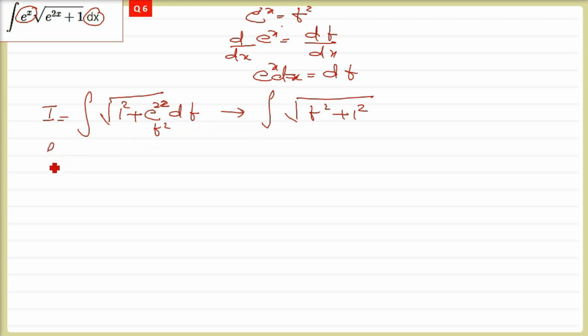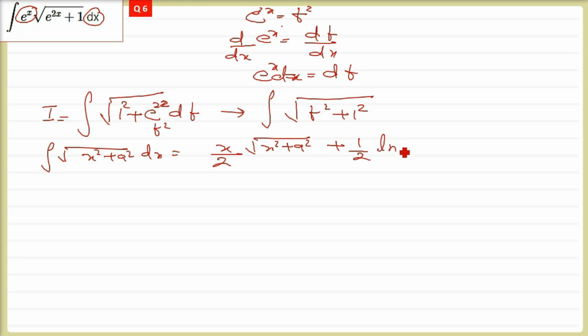Now we know the formula, we are aware of the formula of integration of under root a square plus x square, or x square plus a square. It is x by 2 multiplied by under root a square plus x square plus half ln x plus under root x square plus a square, where ln is log base e. There is a slight mistake which I am going to fix. But right now it's just x plus under root x square plus a square.